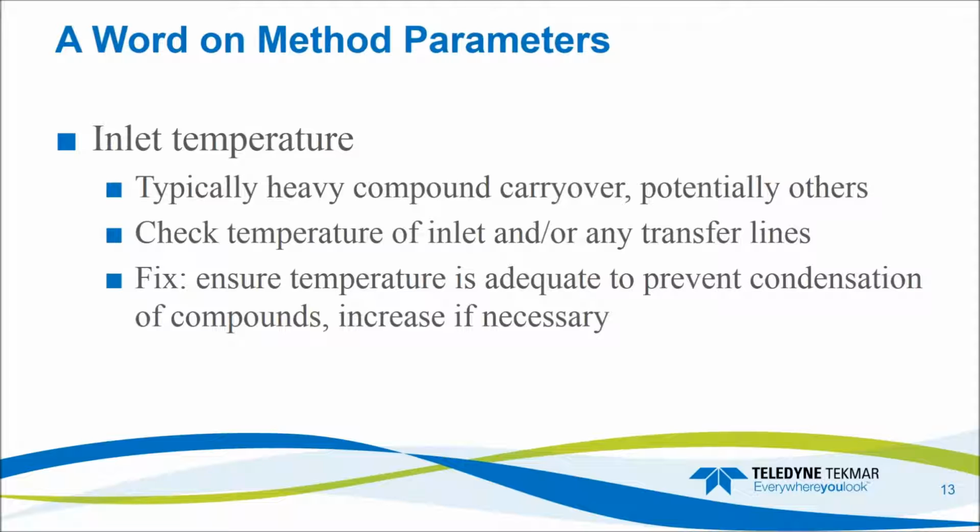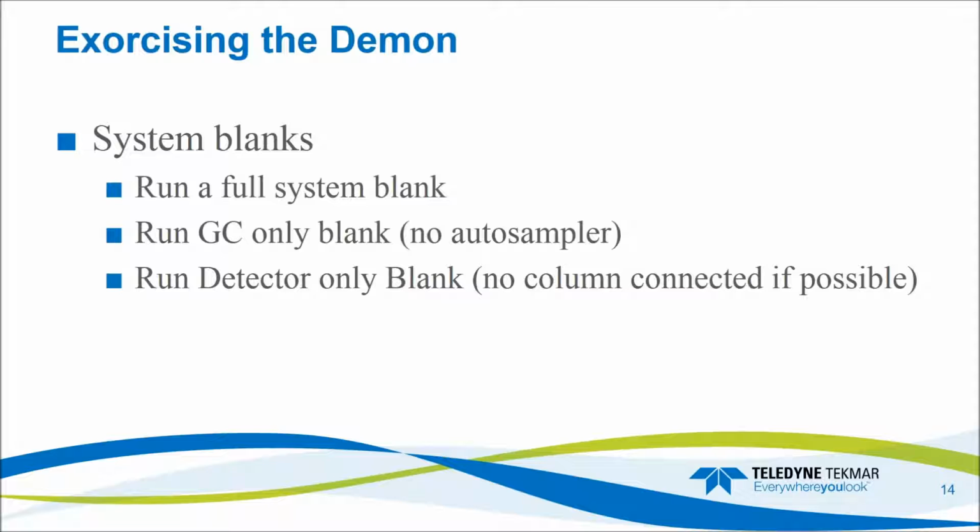Similarly, you could have compounds condensing in your inlet, and so if your inlet temperature isn't high enough, you might have things condensing out, and then you'll see some carryover or reduced sensitivity. And then the same holds true for any transfer lines from an autosampler to the GC.